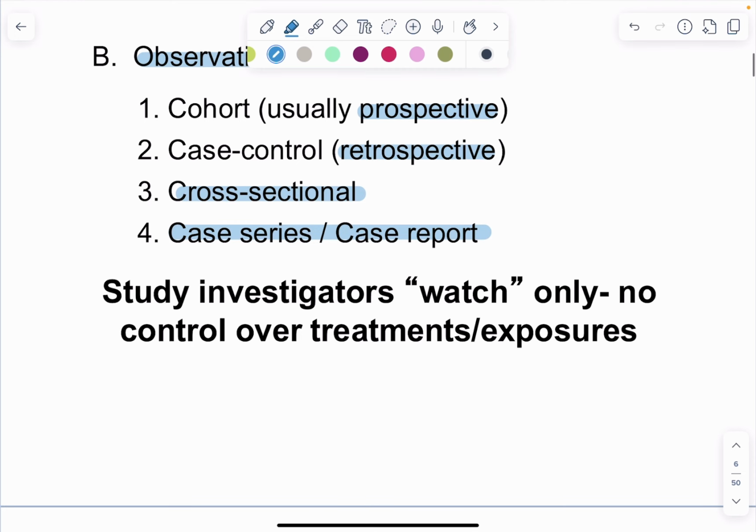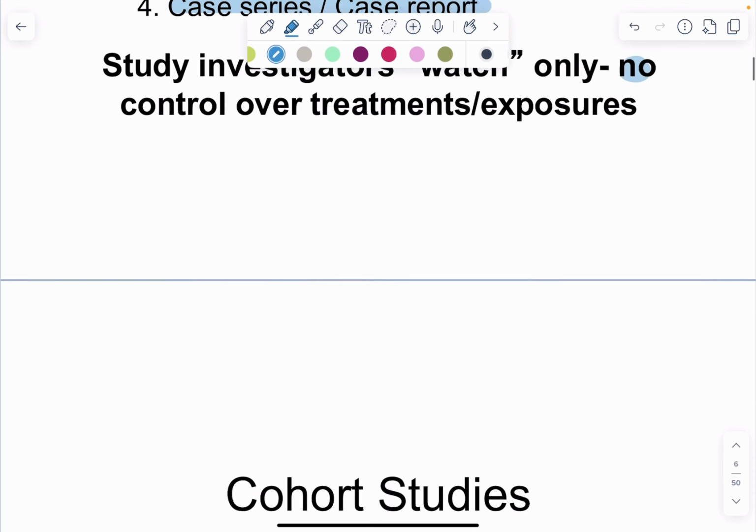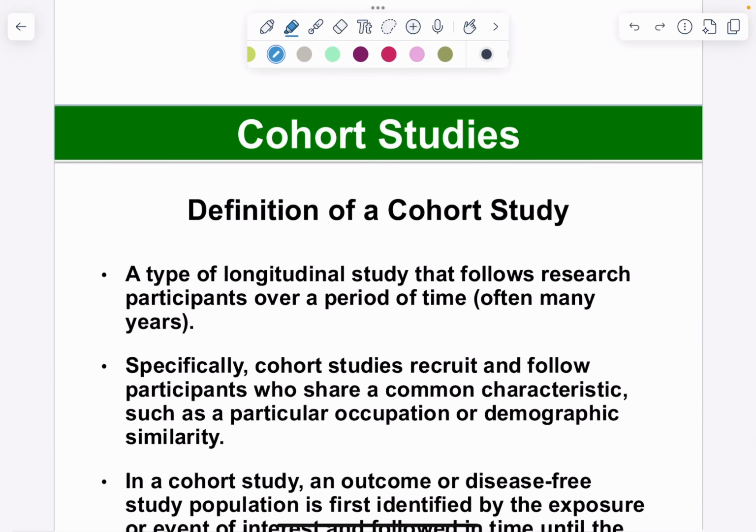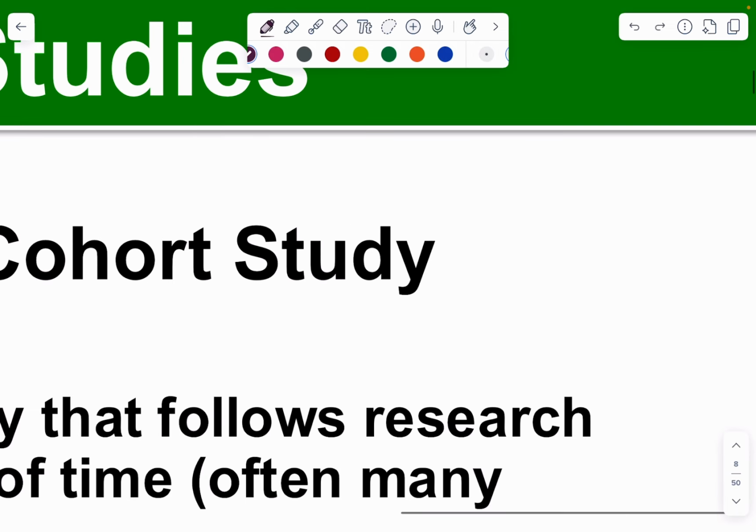So first of all, cohort studies. Do you know what cohort means as a word? Have you heard this word before? Cohort is basically a group of people, any group of people who have something in common. We call that group a cohort. I'll tell you what that something is. That something could be any characteristic.